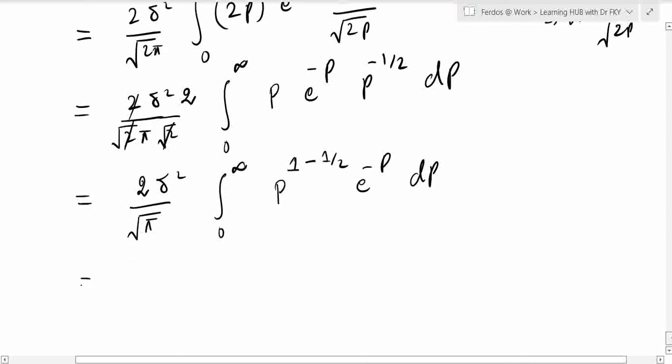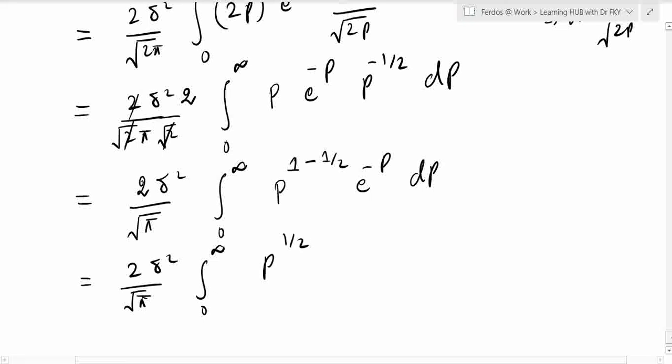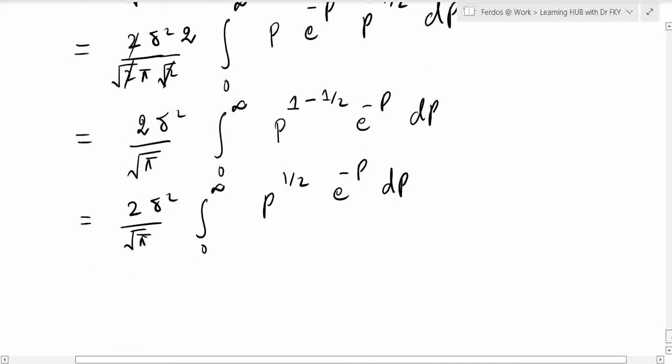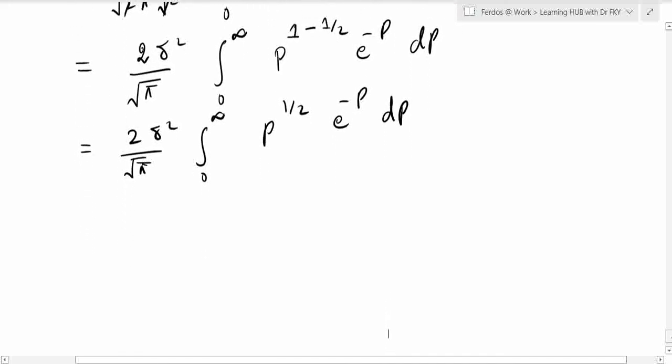Now 2 sigma square divided by pi, integral from 0 to infinity, and this will now have p power 1 divided by 2, e power minus p dp. And remember that we use the gamma function, in which p has some power minus 1 and e power minus p dp, then we can use the rules of the gamma distribution. You can see this in the first part of this lecture.